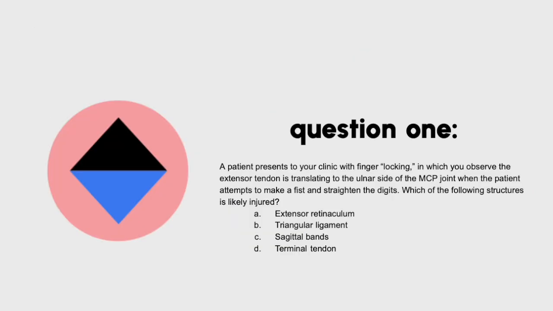Question 1. A patient presents to your clinic with finger locking, in which you observe that the extensor tendon is translating to the ulnar side of the MCP joint when the patient attempts to make a fist and straighten the digits. Which of the following structures is likely injured? A. Extensor retinaculum. B. Triangular ligament. C. Sagittal bands. D. Terminal tendon.